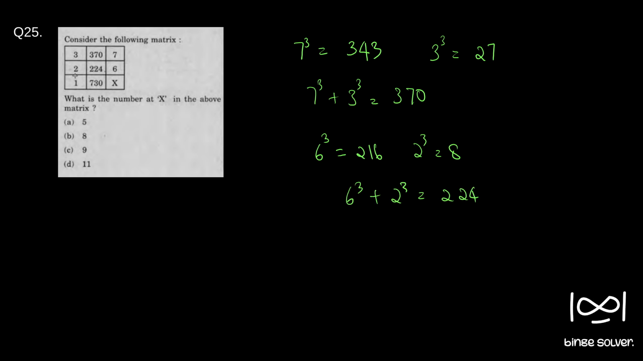So that is the relationship. So we should get x cube plus 1 cube equal to 730. Or x cube is 730 minus 1, which is 729. As you know, this is 9 cube. So the correct answer is C. This is the solution to question number 25.